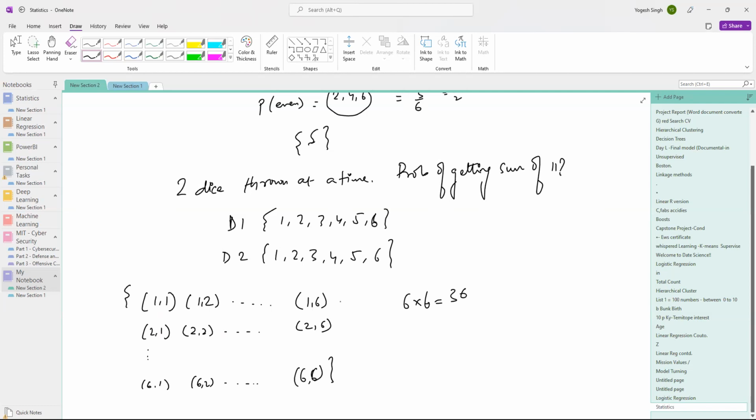Now in which of these can a sum of 11 occur? Only two cases: (6,5) and (5,6). This is how you'll get 11. Only 2 cases. Yes. So the probability of getting a sum of 11 is 2/36, which is 1/18.